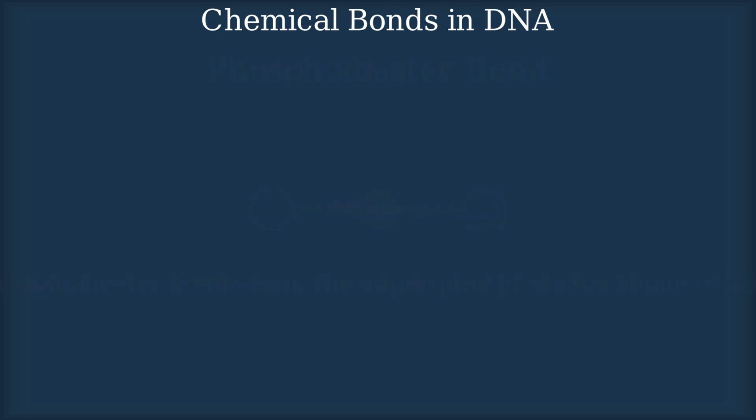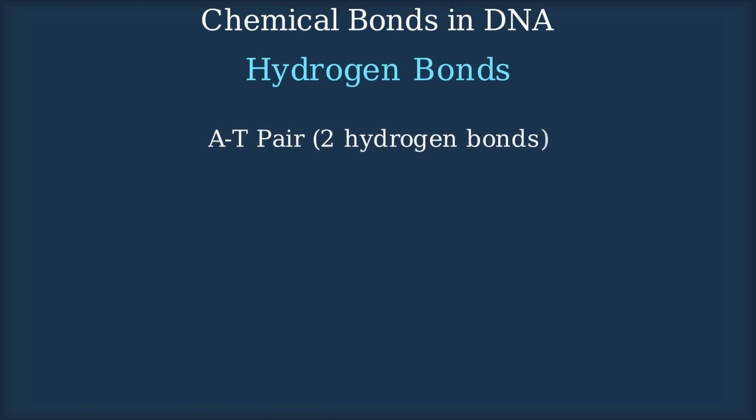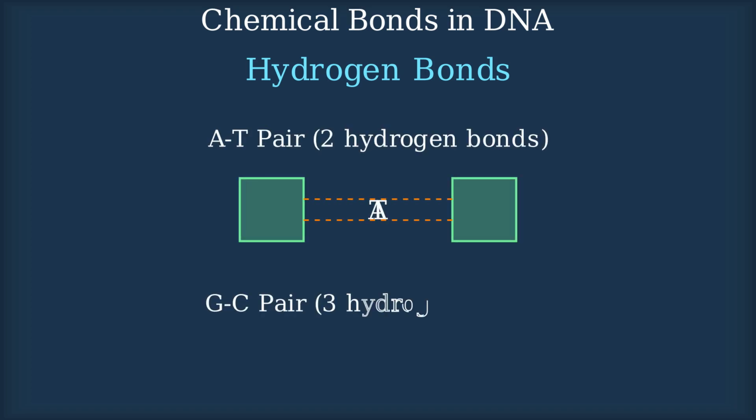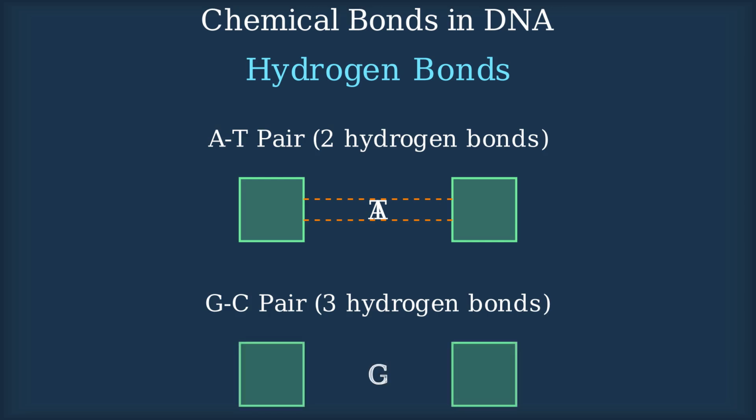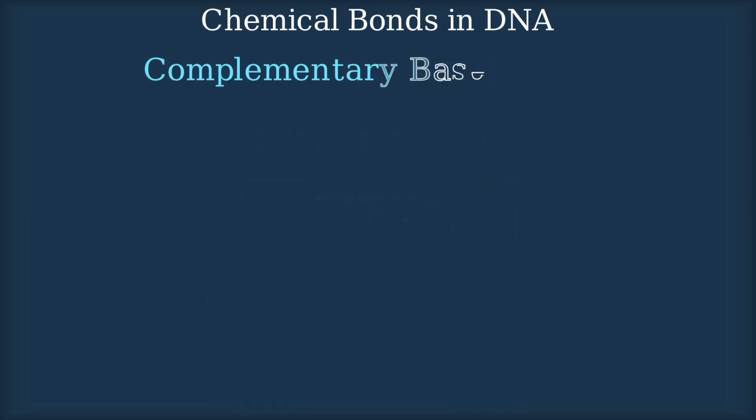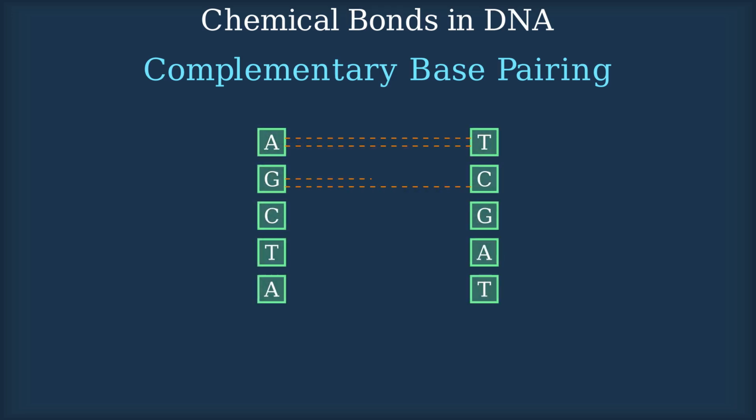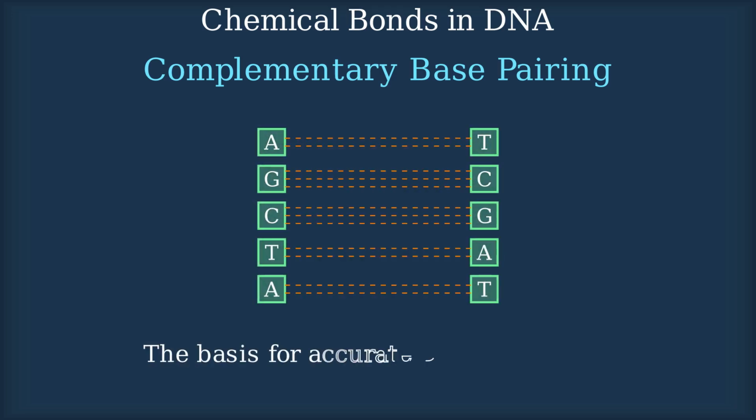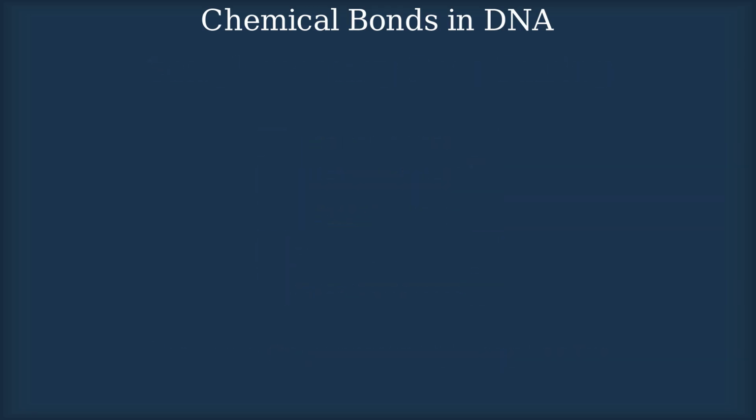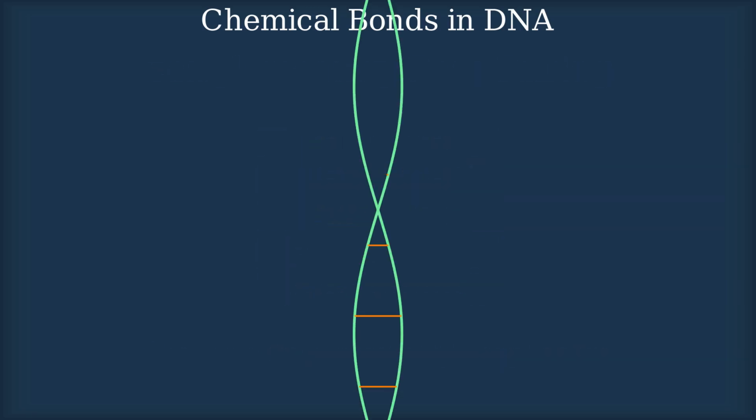The two DNA strands are connected by hydrogen bonds between complementary bases. Adenine always pairs with thymine, forming two hydrogen bonds. And guanine always pairs with cytosine, forming three hydrogen bonds. This base pairing rule is called the complementary principle. The complementary principle is the basis for accurate DNA replication. Phosphodiester bonds and hydrogen bonds work together to stabilize the double-stranded structure of DNA.